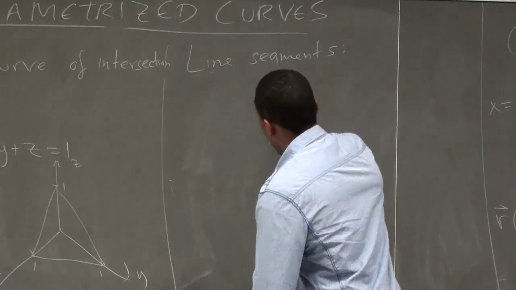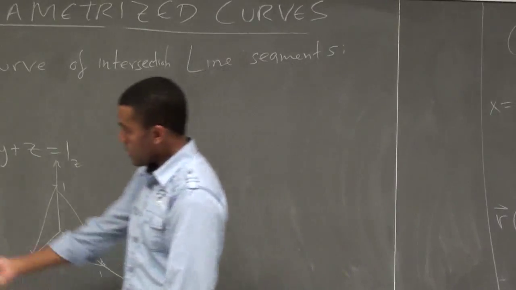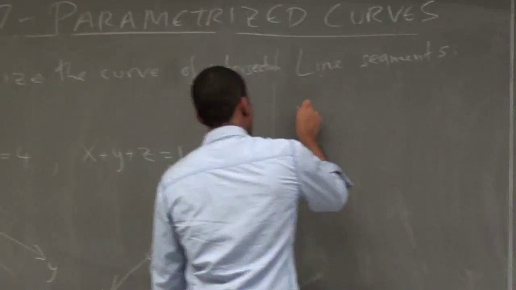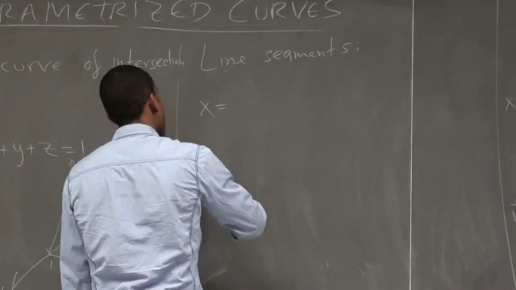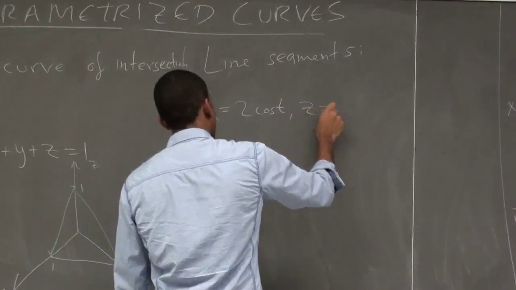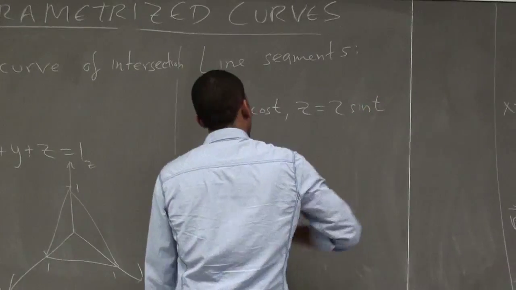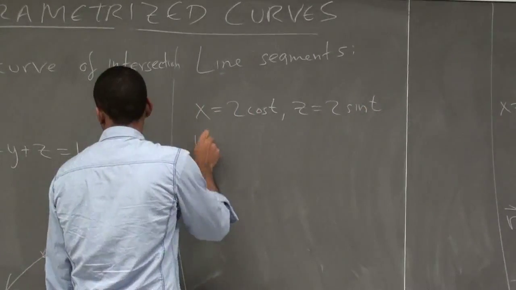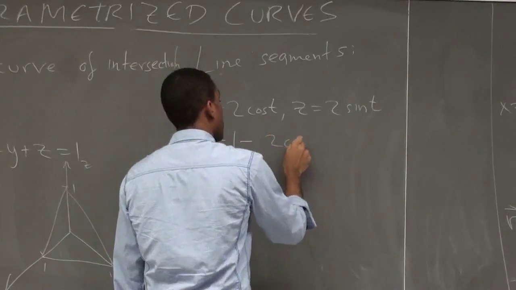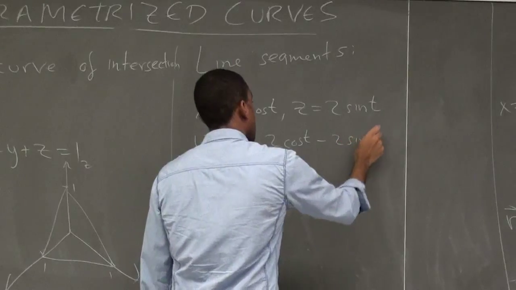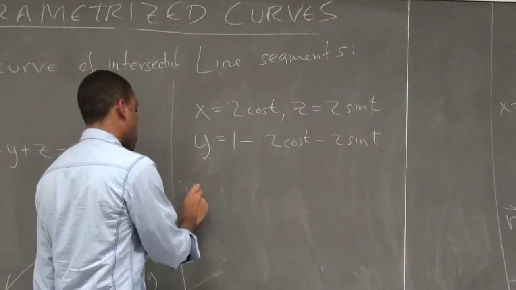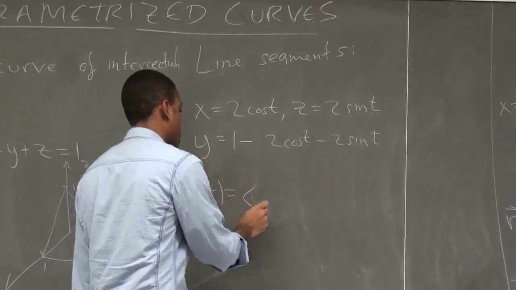What you would want to do here is take advantage of the fact that this looks like a circle. How would you do that? Polar coordinates. x would be 2 cosine t, right? And z would be 2 sine t. And so I would be able to write y as 1 minus 2 cosine t minus 2 sine t. Right? So I could parametrize it that way. So the curve of intersection in this case could look something like this.